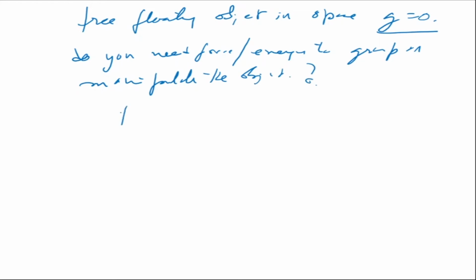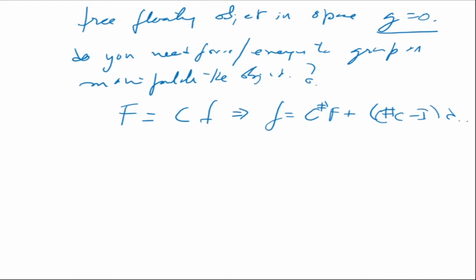How do you answer the question? You simply look at that equation, F is equal to C into f, which says that F is equal to C hash f plus C hash C minus I into lambda. If it is massless, f is equal to 0. That means this term becomes 0. But that other term is still there. C hash C minus I into lambda is always there. This is non-zero. It cannot become 0. Why? Because C is a non-square matrix.